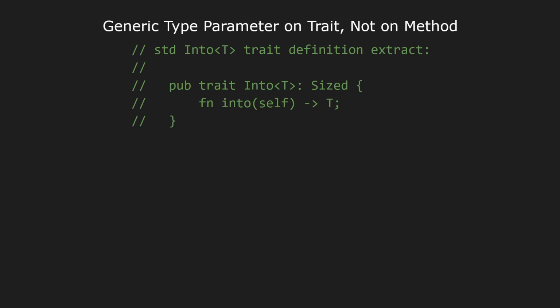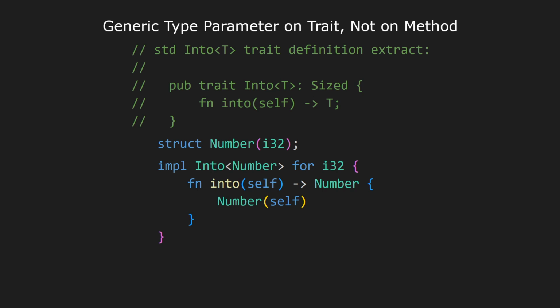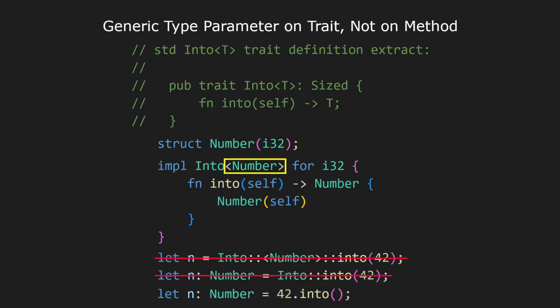We can create a new type called Number that wraps an i32 and can be created from an i32 by implementing Into<Number> for the i32 type. The generic type parameter is on the Into trait, so calling the into method with Turbofish syntax looks like this. But alternatives include this and this. Note in that last case, where method call syntax is used, there's no longer the option to use the Turbofish, since the generic parameter is tied to the Into trait, not the into method.